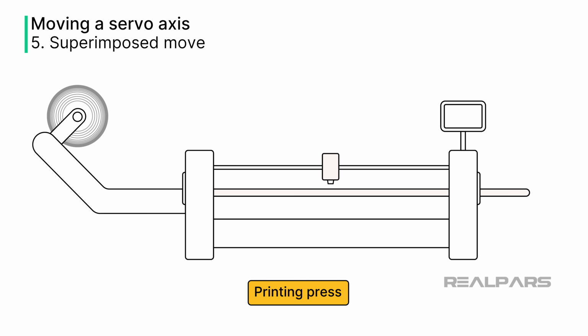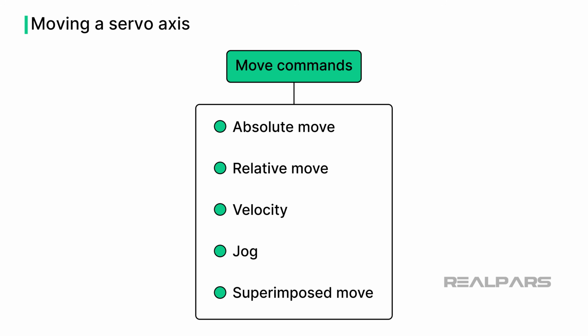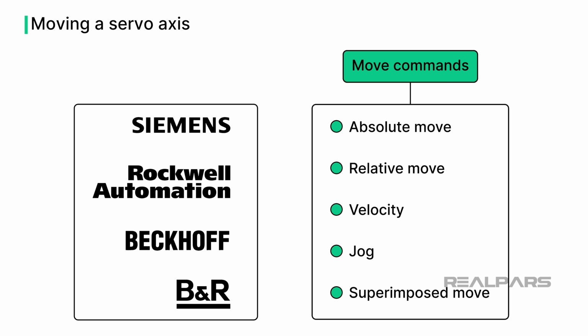Superimposed move command triggers an additional motion to be overlaid on top of an ongoing movement. For example, superimposing a slight oscillating motion on a steadily moving paper roll in a printing press ensures even ink distribution across the paper. Other types of move commands may also be available depending on the hardware platform you use: Siemens, Rockwell, Beckhoff, B&R, etc. But these 5 showcased before are the most commonly used.